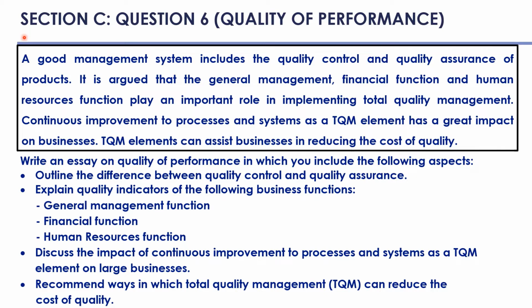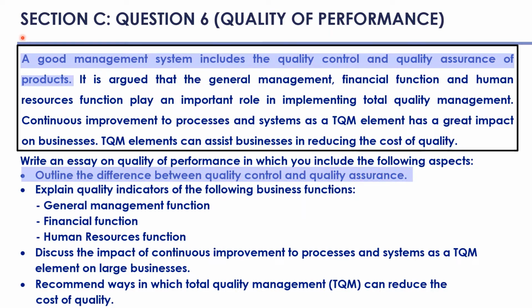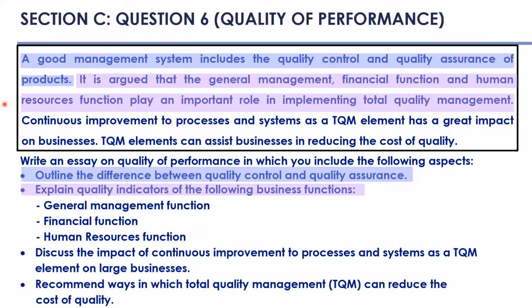If we look at the following animations, you will notice that the first sentence, a good management system includes the quality control and quality assurance of products, is also linked to the first bullet. This is to show you visually that the information in the preamble is actually a repetition of the bullets, or is actually very closely linked to the actual bullets of the essay. This again is why you do not rewrite the information from the preamble, because you are merely then copying down your bullets. So don't forget, do not rewrite the information from the preamble.